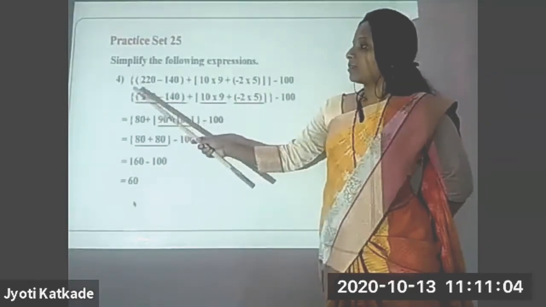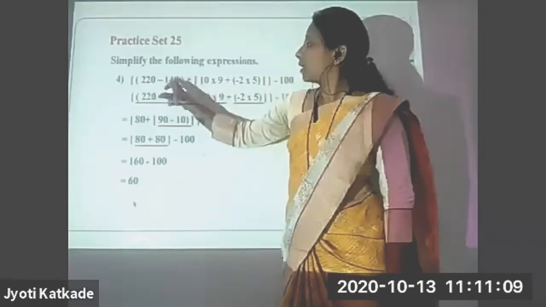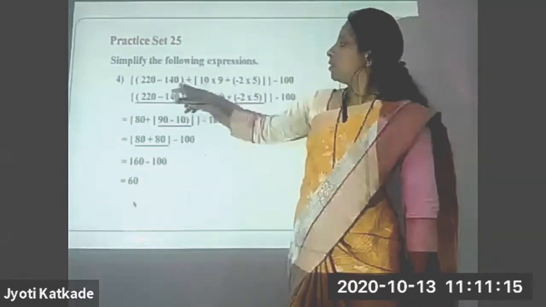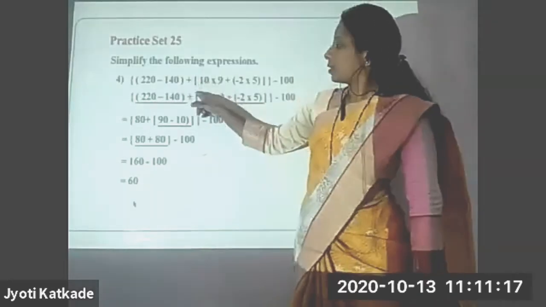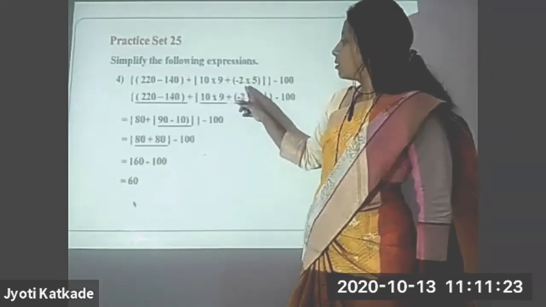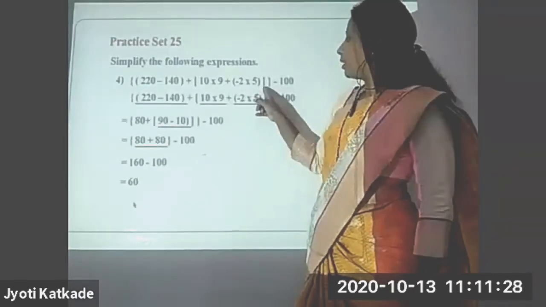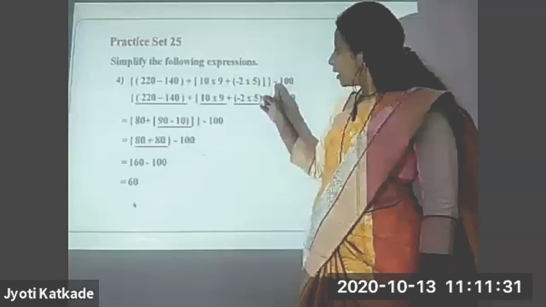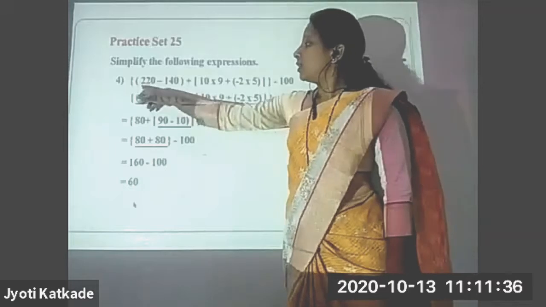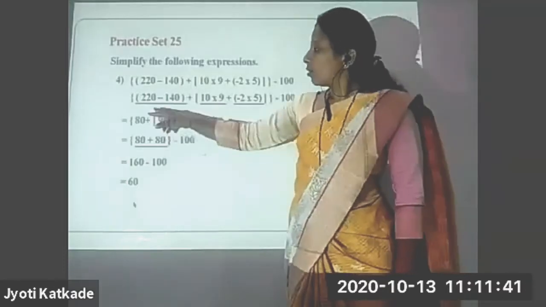In the curly bracket there is a round bracket. See, in the curly bracket there is a round bracket. 220 minus 140 plus, there is a square bracket, 10 into 9 plus minus 2 into 5. The square bracket is completed and the curly bracket is completed, minus 100. Okay, so solve this bracket and this bracket.